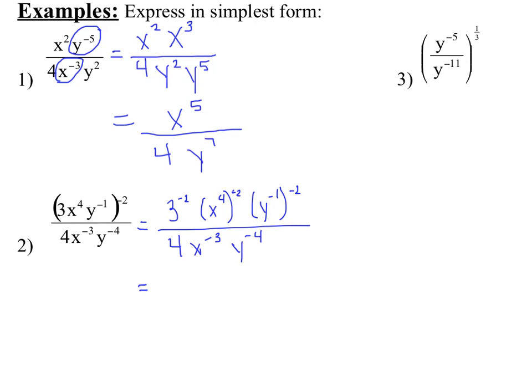So 3 to the negative second, I'd have to move before I square it because I don't have any power on 3. So I want to move that first before I square it because it's a negative exponent. X to the fourth is raised to the negative second, so that's a power raised to a power, so I'm going to multiply those before I move it. And then y to the negative first to the negative second is a power raised to a power again, so I'm going to multiply my exponents again.